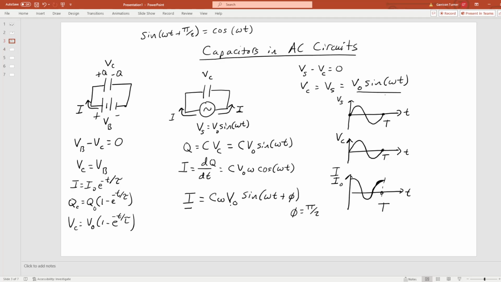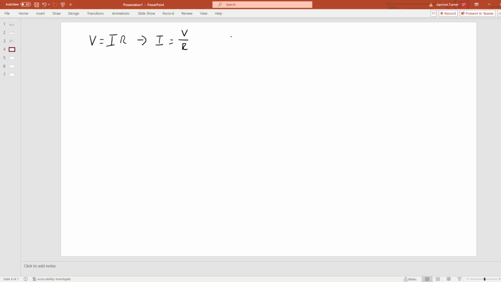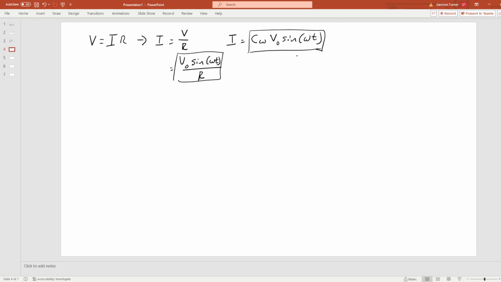Well, here I have I, and to within the phase factor here is V. So if I compare this equation with this equation, I can immediately see that there's an analog for the resistance lurking right here. 1 over my resistance is equal to C omega, or R is equal to 1 over C omega.